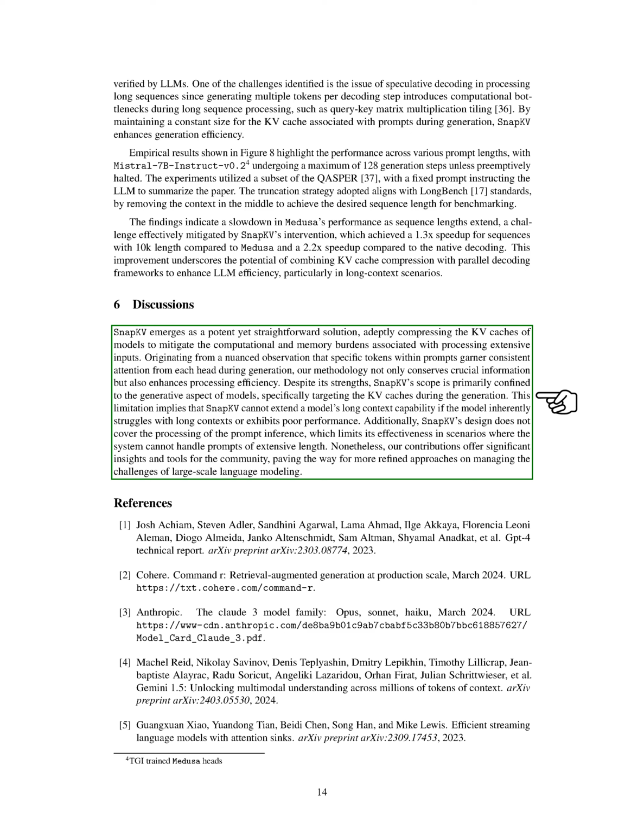However, SnapKV mainly focuses on the generative aspect of models by targeting the KV caches, which means it may not help improve a model's ability to handle long contexts or enhance performance if the model struggles with this inherently. Moreover, SnapKV does not address prompt inference processing, which limits its effectiveness when dealing with very long prompts. Nevertheless, our work provides valuable insights and tools for the community, setting the stage for more advanced methods to tackle the challenges of large-scale language modeling.